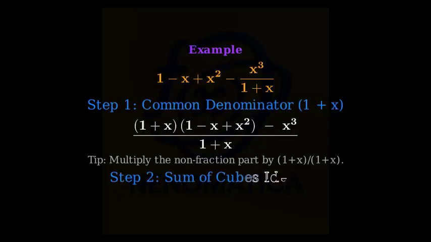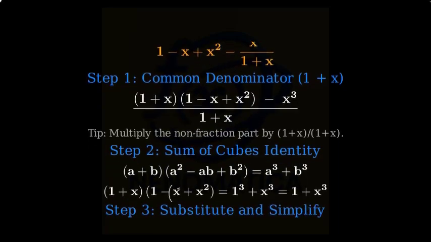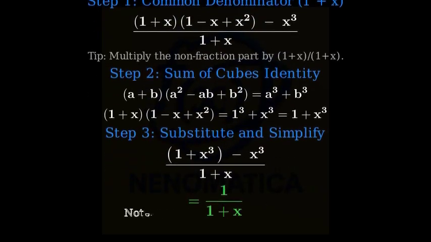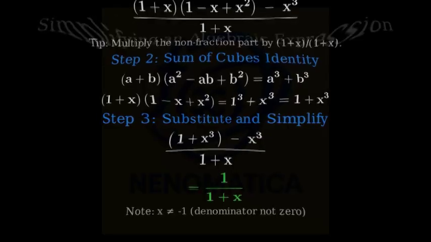Step 2. Use the sum of cubes identity. Recall, a plus b times a squared minus ab plus b squared equals a cubed plus b cubed. Here, let a be 1 and b be x. So 1 plus x times 1 minus x plus x squared equals 1 plus x cubed. Step 3. Substitute the identity into the numerator. The numerator becomes 1 plus x cubed minus x cubed, which simplifies to just 1. Therefore, the entire expression equals 1 divided by 1 plus x.